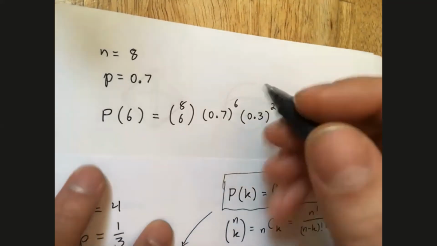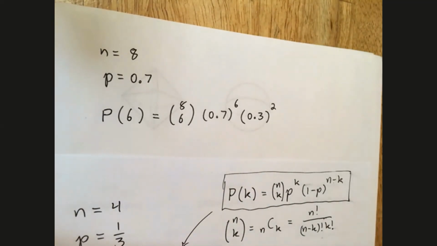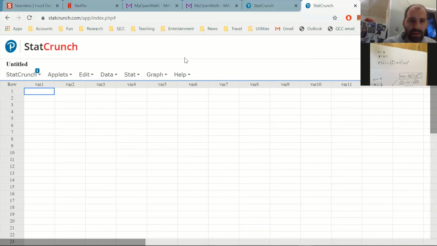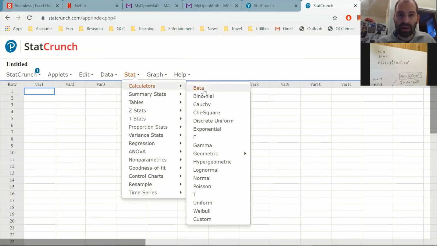And if you use a calculator, you can get the answer. What I'm going to do is actually show you how to do it using StatCrunch. So this is what you'd do if you didn't have StatCrunch. You'd go ahead and compute this thing out. But let's go ahead and use StatCrunch and see what it tells us. So you're going to log into StatCrunch, and come to the data matrix. And we're going to go to Stat, Calculators, and Binomial. We're using the Binomial Distribution here. So go ahead and click that.